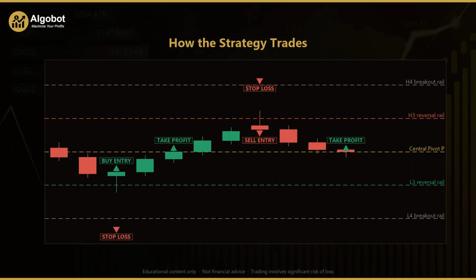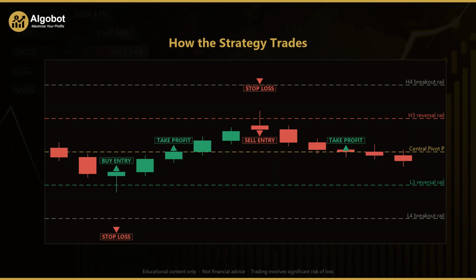Its high spikes up and pierces the H3 rail, but the close slips back below it. And this time it's a bearish candle, closing lower than it opened. That's resistance holding. Buyers pushed into H3, failed to stay above it, and sellers dragged the close back down. Because the close is above the central pivot, leaving room to fall, and below the outer H4 rail, the setup is valid. The sell entry marker appears right at that candle.